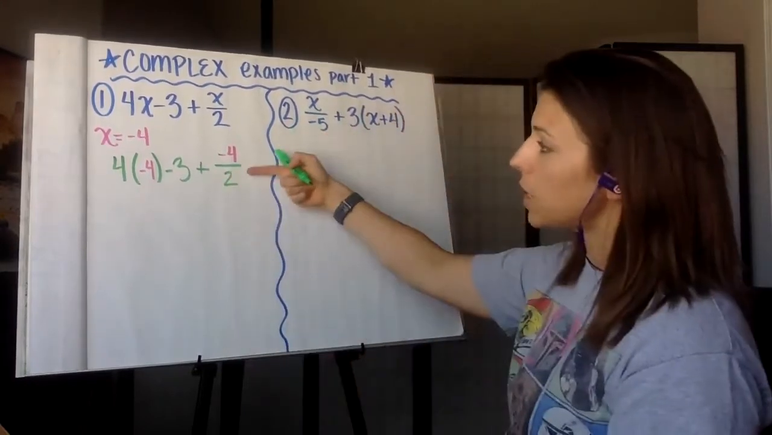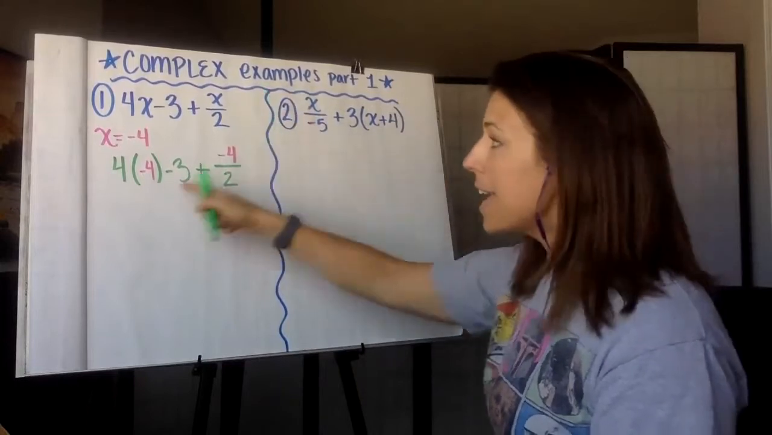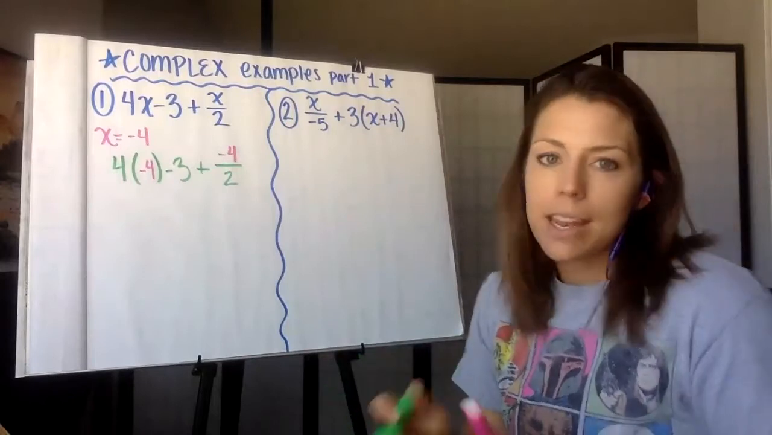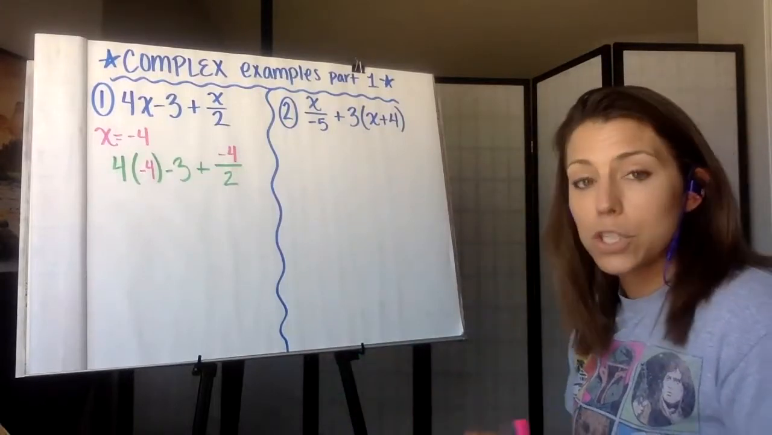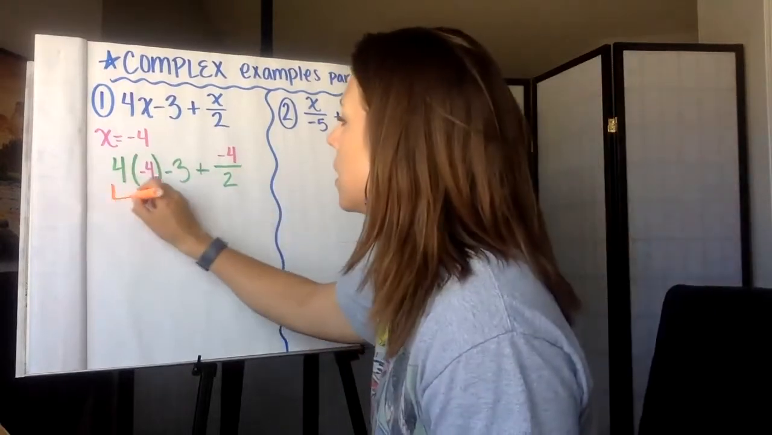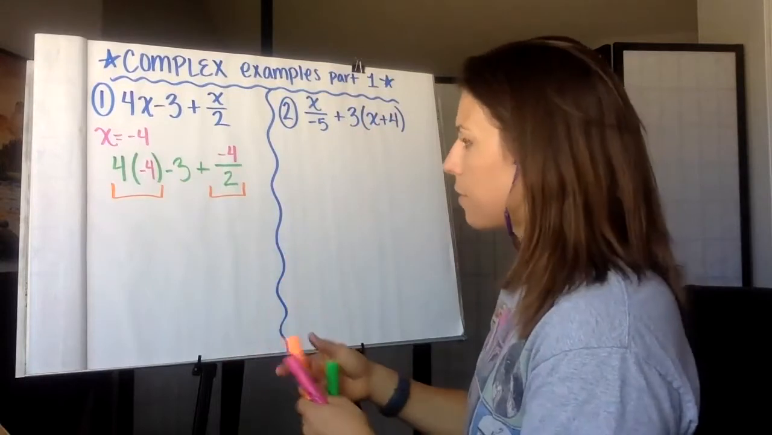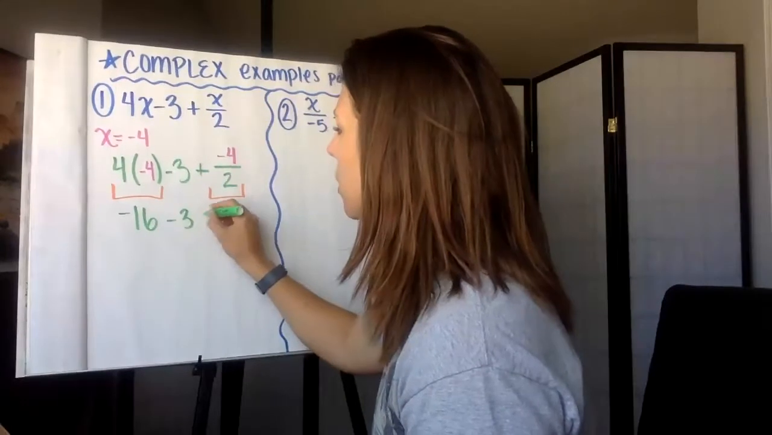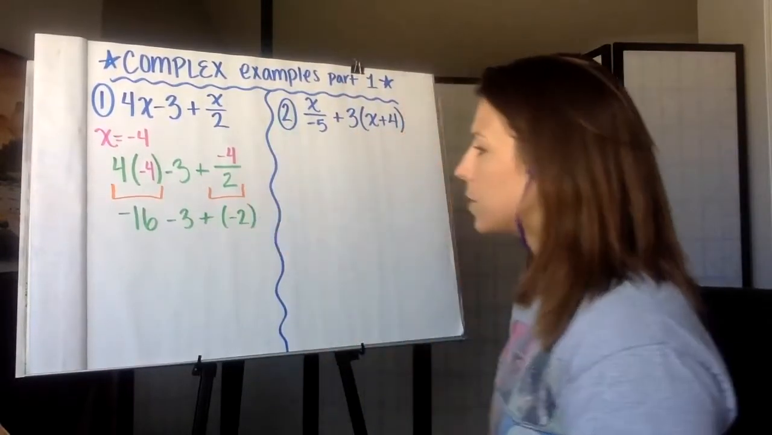So when you substitute in, that first step should look identical. These look almost exactly the same, except for now I have a multiplication symbol and I have negative 4 instead of x. Now we do order of operations. I don't see any groups and I don't see any powers, so let's do all products and quotients. Product, quotient, here we go. 4 times negative 4 is negative 16 minus 3 plus negative 4 divided by 2, negative 2.